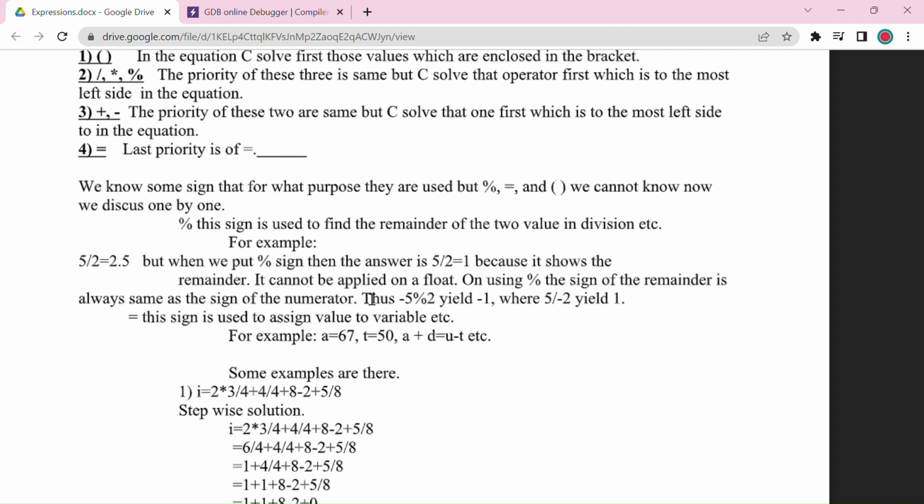So -5 divided by 2 yields -1, whereas 5 divided by -2 will yield 1. The equal sign is used to assign a value to a variable. If you want to assign any value to some memory location or variable, we use the equal sign. So now you have come across the difference between the percentage and division. It's going to give you the remainder. Just always keep that in your mind.